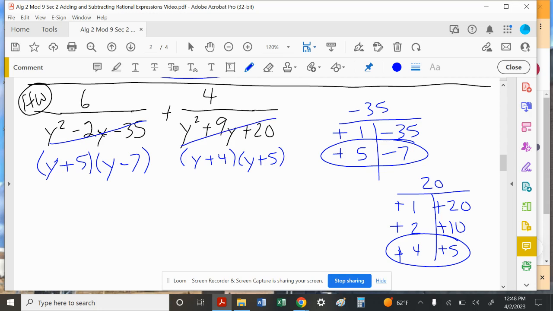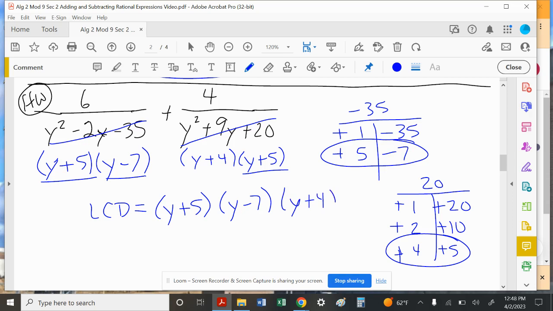Takes care of those. Now notice we're going to figure out the lowest common denominator. So notice this one needs a y plus 5, and so does this one. So we just need one y plus 5. We need a y minus 7, because remember we're finding the lowest common denominator. And then a y plus 4. Now, would it have been right to have a common denominator with y plus 5 times y plus 5 times y minus 7 times y plus 4? Because notice each one needs a y plus 5. It would be a common denominator, but not the least common denominator.